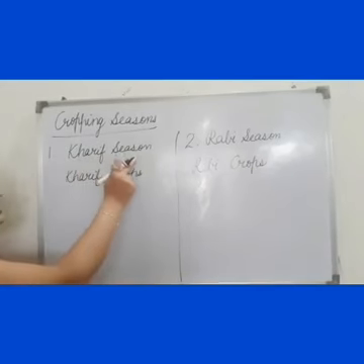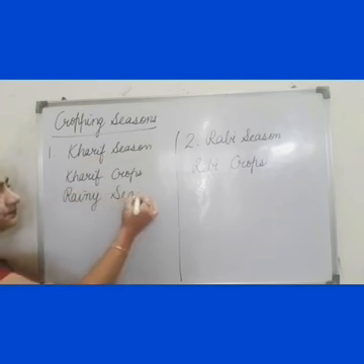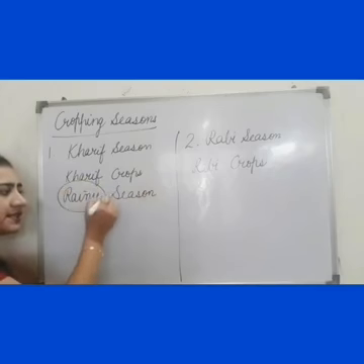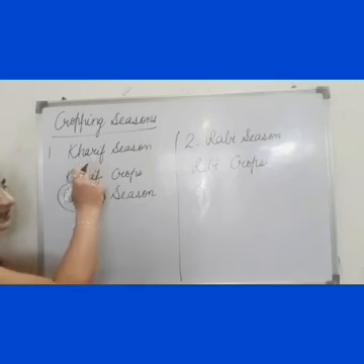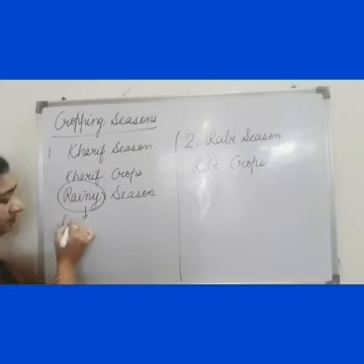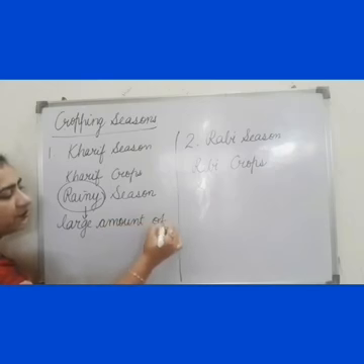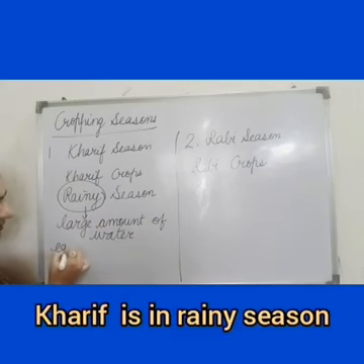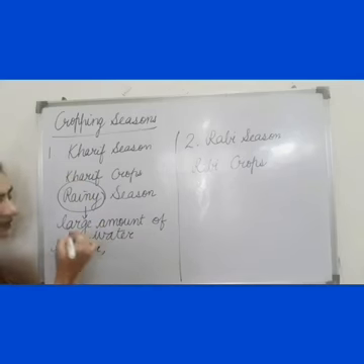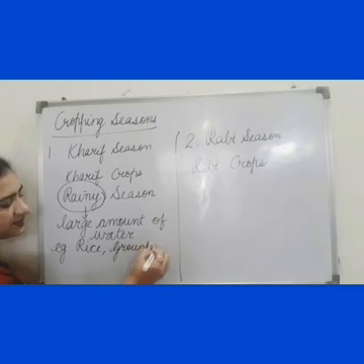The Kharif season is during the rainy season. From the rains, you must have related that the crops grown in the Kharif season require a large amount of water for their proper growth. The crops grown in this season are rice, groundnut, etc.